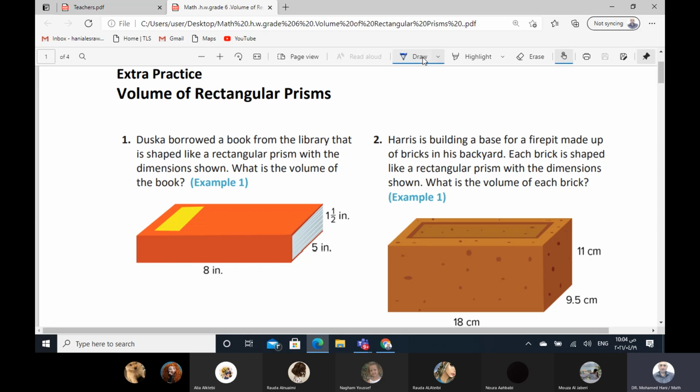Math grade 6. Today we want to revise volume of rectangular prisms. We have extra practice. This is the homework of yesterday. Who can read exercise number 1, please?